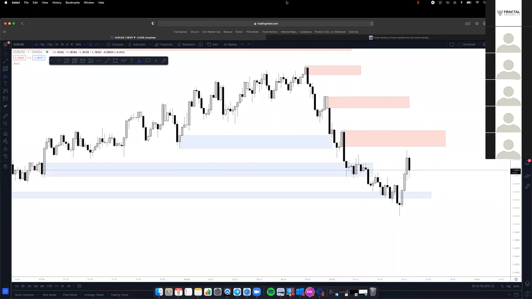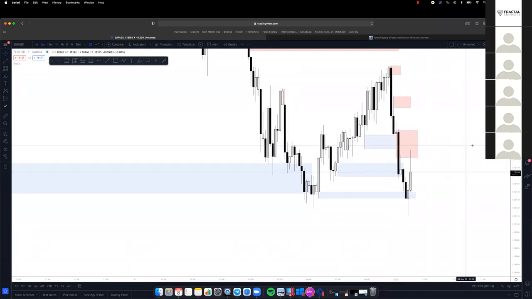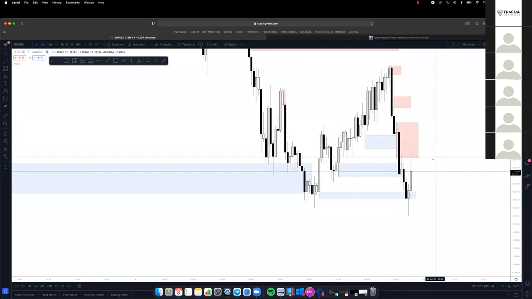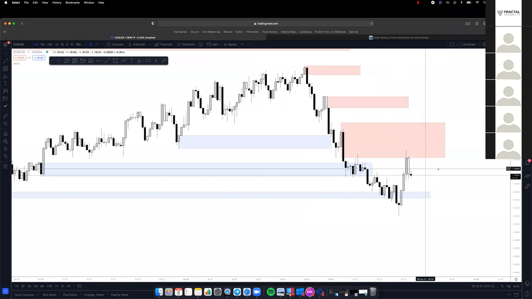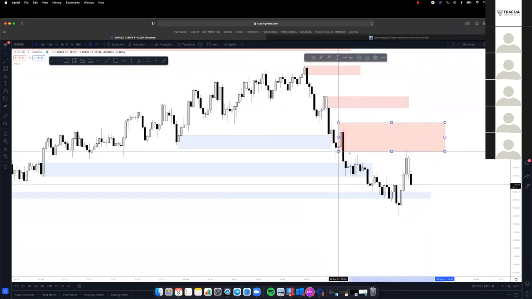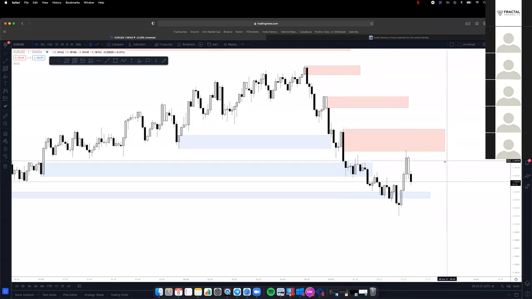Let's check out the 5 minute. Yeah, so this was already partially mitigated, but because it was a pretty big block, I would say that we've just kind of swept into it potentially. So this is the block right here. We're filling in balance maybe at this point.